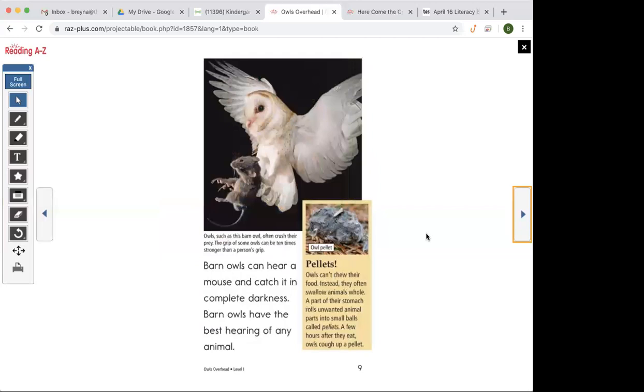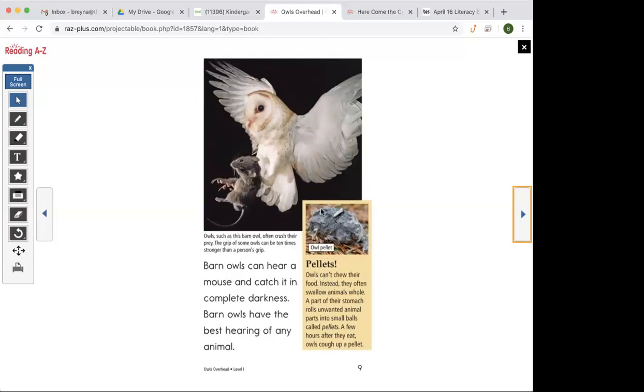Barn owls can hear a mouse and catch it in complete darkness. Barn owls have the best hearing of any animal. So I'm going to read the caption under this picture. Owls, such as barn owls, often crush their prey. The grip in some owls can be 10 times stronger than a person's grip, like a grip as in when you're grabbing something.